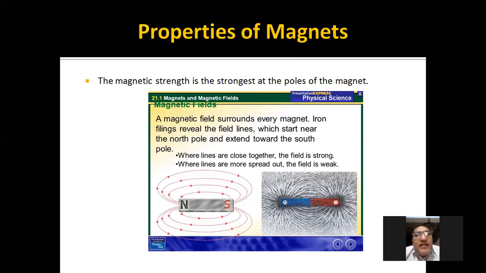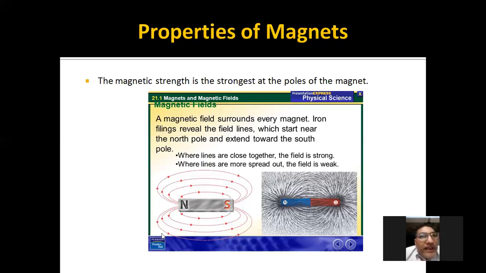For example, in the area where the magnetic field lines are very close to each other, the magnetic field will be very strong. And where the distance between the magnetic lines is larger, and they are more separated from each other, there the magnetic field will be weak. So if you look at this figure, you will see that in this area, the magnetic field lines are very close to each other.